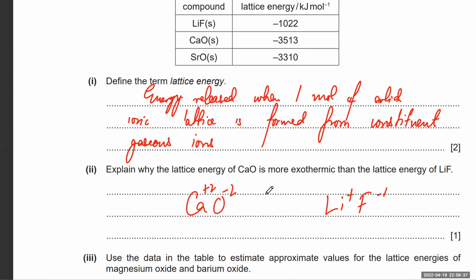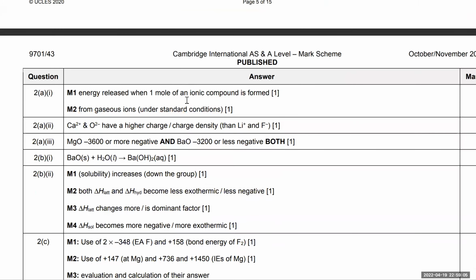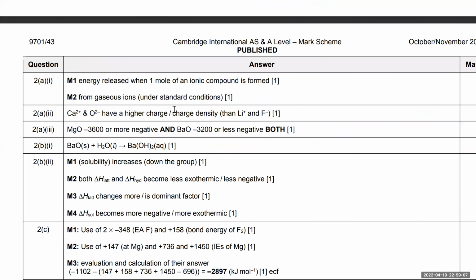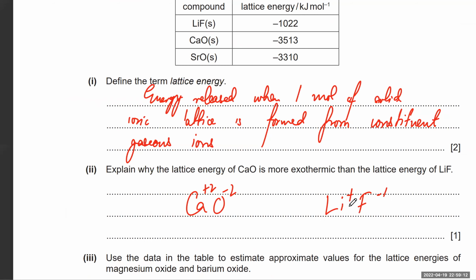Lithium has two shells. Calcium has four shells. So basically, the ion will have one shell. Calcium will have three shells. So according to the size, this should have been stronger. But according to the charge, this ionic lattice is going to be stronger. They did write explain, so I'll just quickly check this one. They just talked about higher charge density. That's about it. So you don't have to go into a lot of detail about this.